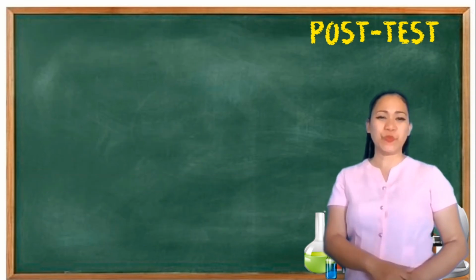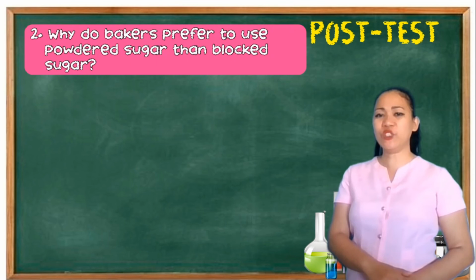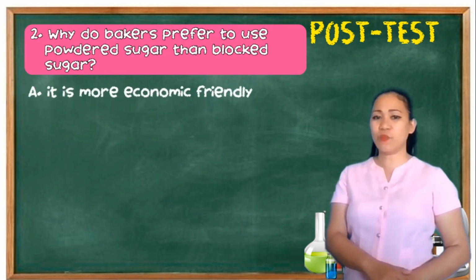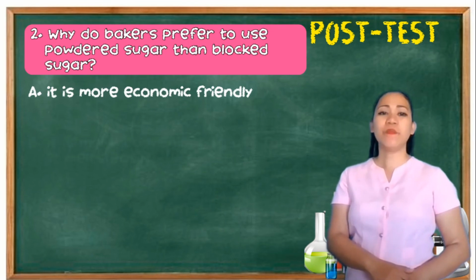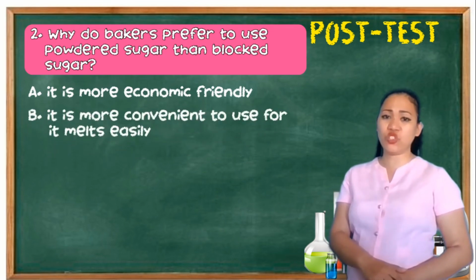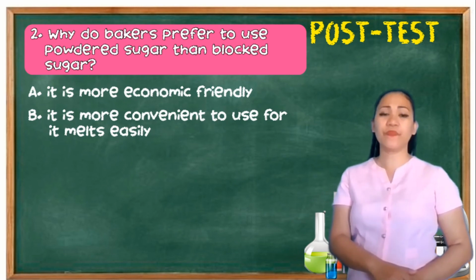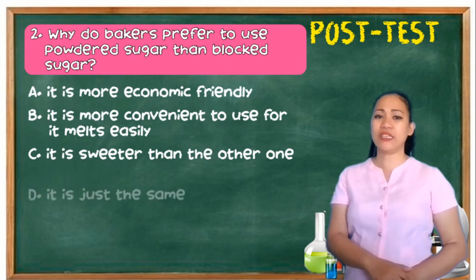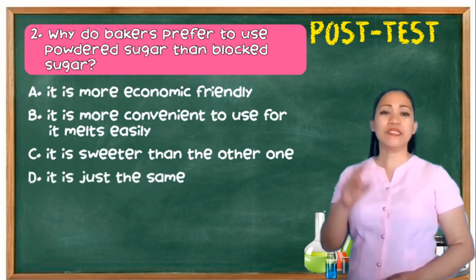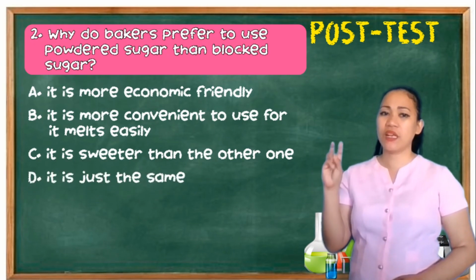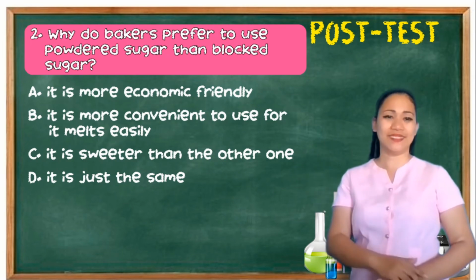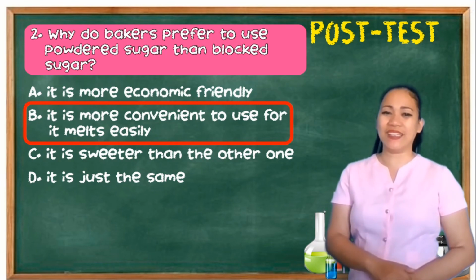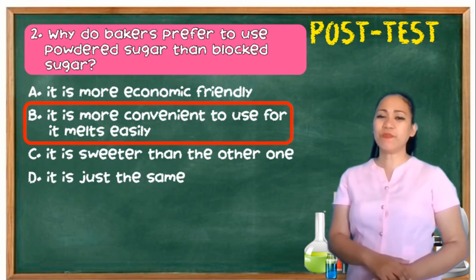Question number 2. Why do bakers prefer to use powdered sugar over brown sugar? A. Is it more economical? B. Is it more convenient to use because it melts easily? C. Is it sweeter than the other one? And D. It is just the same. Is it A, B, C, or D? If your answer is B, you are correct. It is more convenient to use because it melts easily.